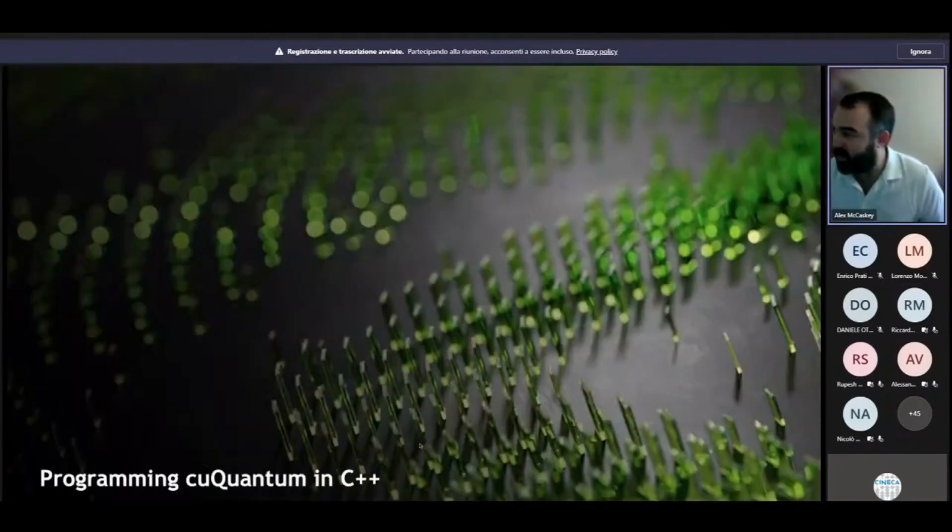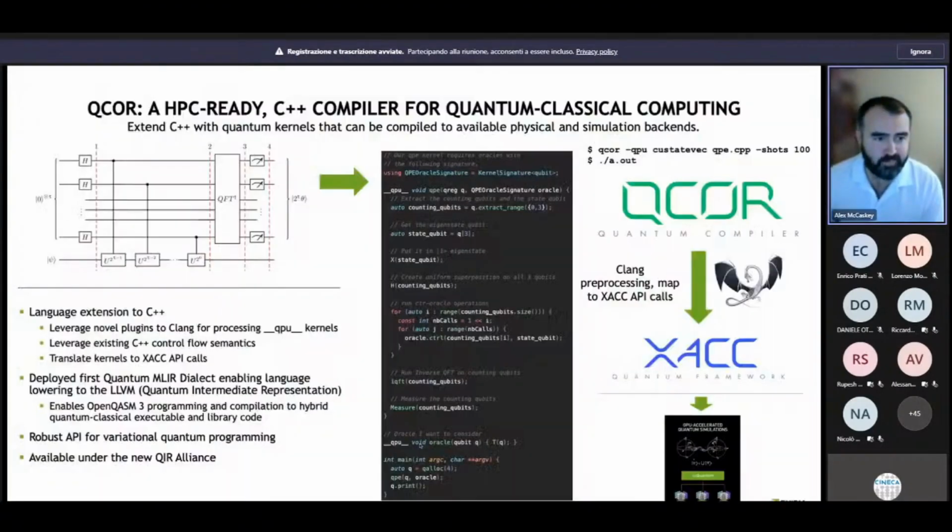Okay, so to wrap up here, I'd like to show you where we're moving toward with regards to how I would program cuQuantum or any other physical quantum architecture in an HPC context in something like C++, which is a very familiar, very popular language in the HPC world.